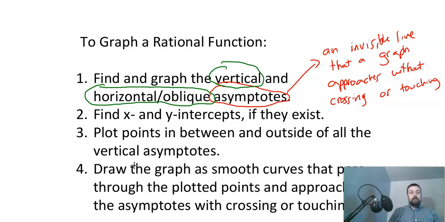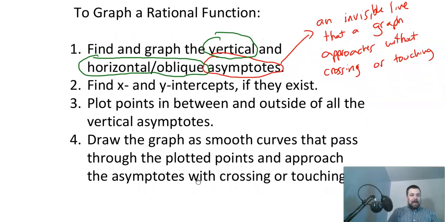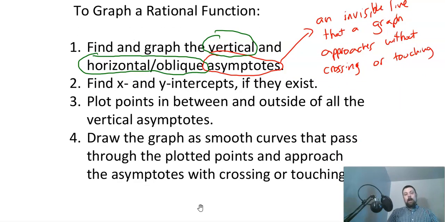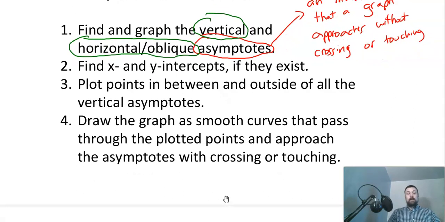Once you have some points plotted between all of the vertical asymptotes and outside of all the vertical asymptotes, then you want to draw the graph as smooth curves. So again, there are no jagged angles in these graphs that pass through the plotted points and approach the asymptotes without crossing or touching. All right. So that's the game plan.